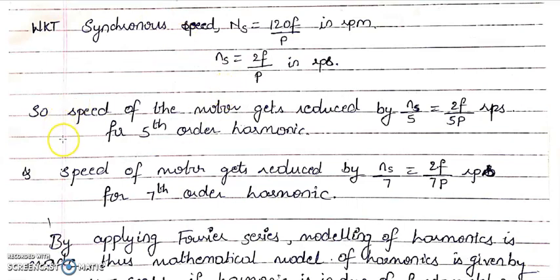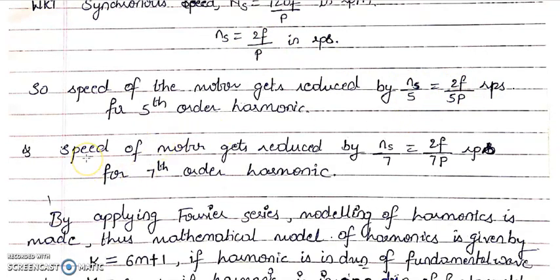Like I said, crawling is the reduction in the speed from its rated speed. If fifth harmonics get introduced in your three-phase induction motor, the speed of the motor will get reduced by 1 by 5 times. If ns is the rps speed, the speed of the motor will be ns by 5, that is 2f by 5p, multiplying by 1 by 5 on both sides. So speed will be reduced to 1/5 of the rated or synchronous speed.